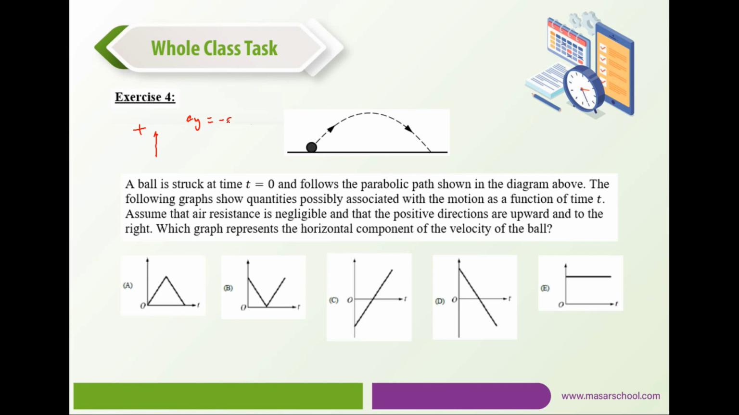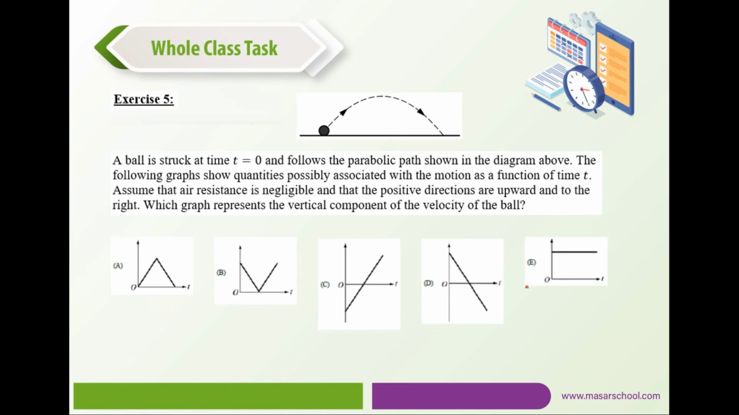So good so far. Now, which graph represents the horizontal component of the velocity of the ball? We know that the horizontal component of the velocity is constant and it's considered to be positive. And indeed, if you check the choices, the only positive or the only constant velocity is given by E.